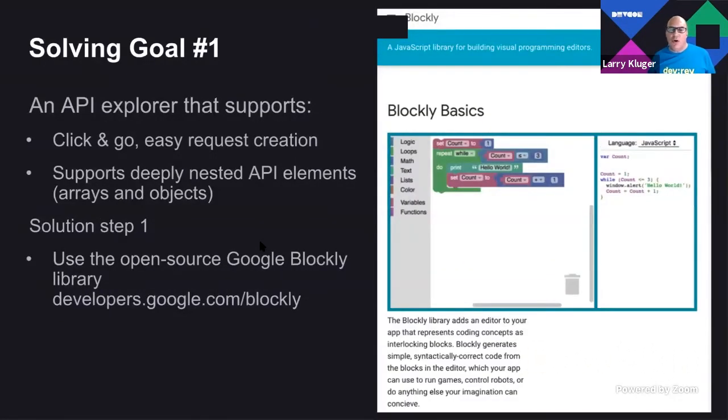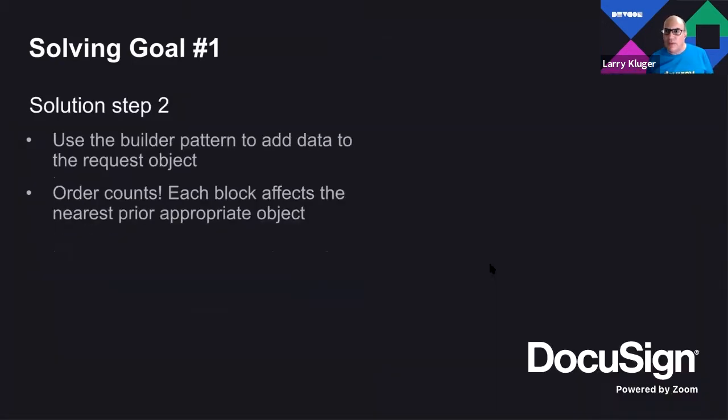Okay, so remember our goal one was to make it easy to do this kind of exploration of an API. So the solution to goal number one has quite a few steps. First off, I decided to use Blockly, which is an open source library from our friends at Google, which is a terrific library and is actively developed by Google engineers.